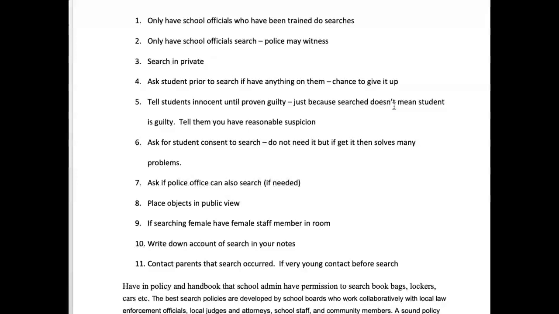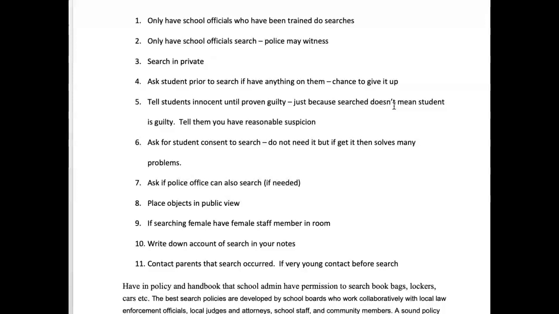Then, write down your account. So write down what you did to search, especially if you find something. If you find something, you need to write this down. Okay? In that write-up, let's say, for example, you find marijuana, you find a knife, put it on the copy machine and take a picture of it. And the reason for that is, if it's a knife or it's marijuana, it becomes evidence if you're pressing charges. And that's going to be taken to the courthouse and locked up.